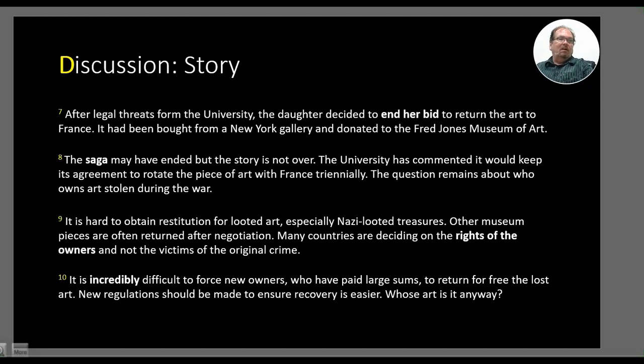It is hard to obtain restitution for looted art, especially Nazi-looted treasures. Other museum pieces are often returned after negotiation. Many countries are deciding on the rights of the owners and not the victims, sorry. It is incredibly difficult to force new owners who have paid large sums to return for free the lost art. New negotiations should be made to ensure recovery is easier when whose art is it anyway?